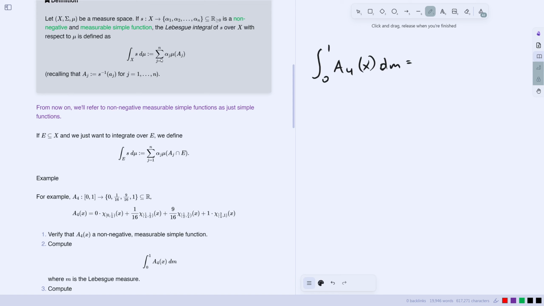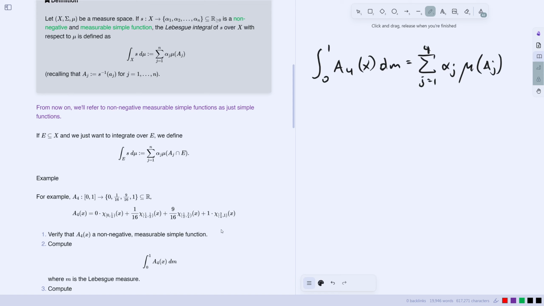Okay, well, if you want to know how many terms in the sum you're going to have, just look at the number of characteristic functions. We have 4. So it'll just be the sum from j equal to 1 to 4 of alpha j times mu of A j. Well, what are my A j? It is these 4 intervals right here, again, closed.